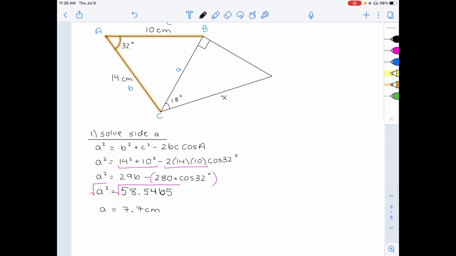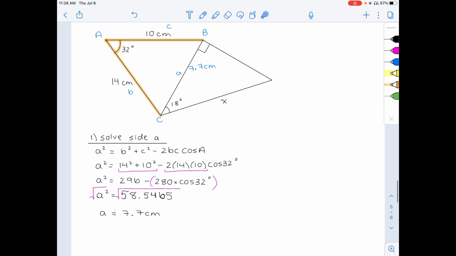So now that I have found side a, I'm going to write that here on the triangle. 7.7 centimeters. I'm putting it on this side just so you can see it, but also because this is a shared side, that means that it's 7.7 in this blue triangle, but it's also 7.7 on my right triangle. So I can use that now. I have one side length here, and I have one acute angle, so I can solve for x.